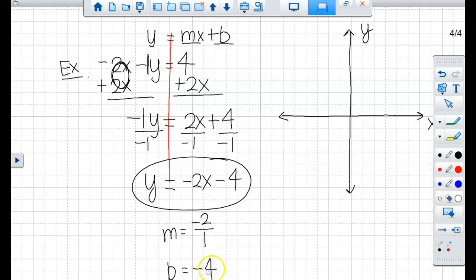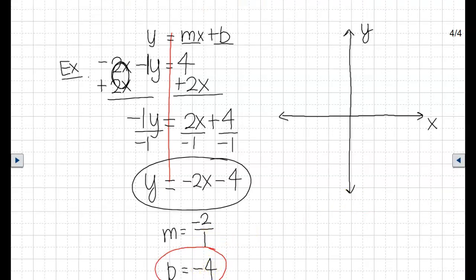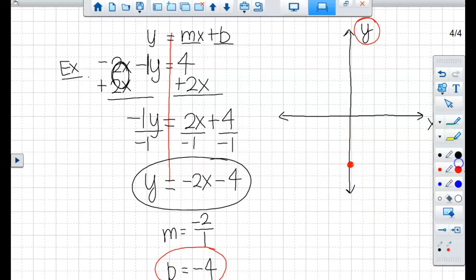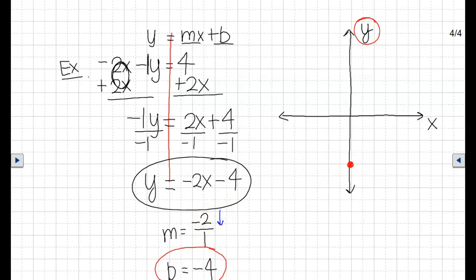And we will begin with b, which goes on the y-axis. So I'm going to start at 0, and my b is negative 4, so I'm going to go down 1, 2, 3, 4, because it's negative, and put my first stop. Now I am going to use my slope and rise over run. This time, notice the rise is a negative 2, so that means I'm going to have to go down 2. My run is a positive 1, so I'll go to the right 1.